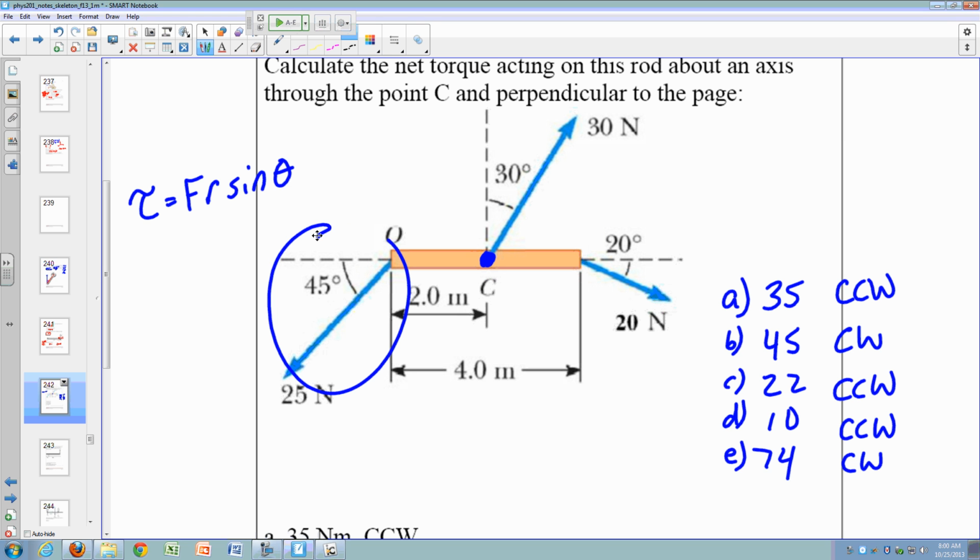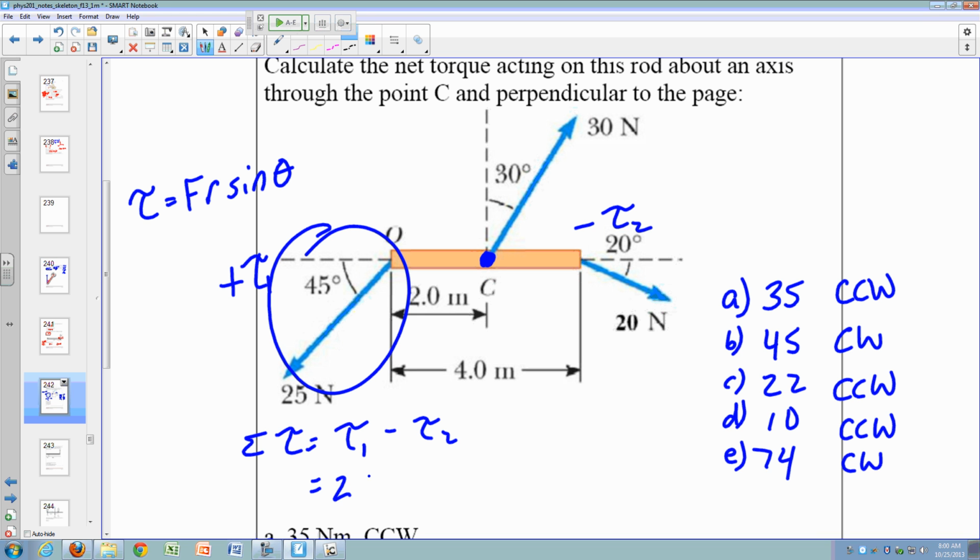Does this force cause a positive or negative torque? Or is it clockwise or counterclockwise? It's counterclockwise, right. So that force will cause this bar to move like that, which is counterclockwise in that direction. So that is a positive torque. I'll call it plus tau 1. And this is a negative torque. So the sum of my torques is torque 1 minus torque 2.